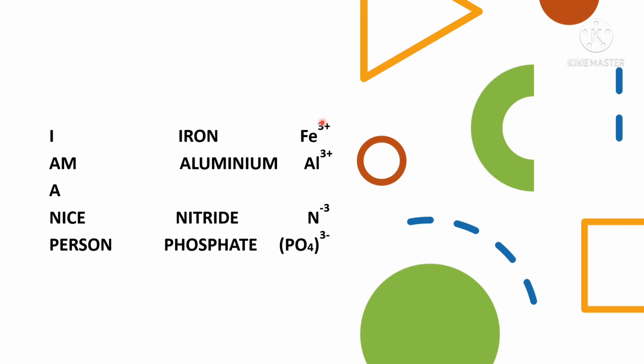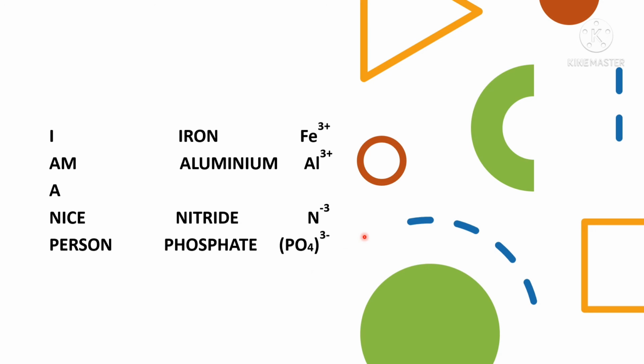The next word is am. Here A stands for aluminium, whose symbol is Al3 plus. For A we do not write anything. Then the next word is nice, where N stands for nitride, whose symbol is N minus 3. The next word here is person, where P represents phosphate, and it is represented as PO4 3 minus.